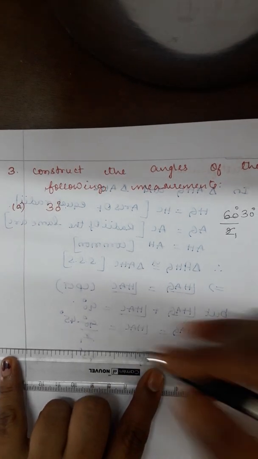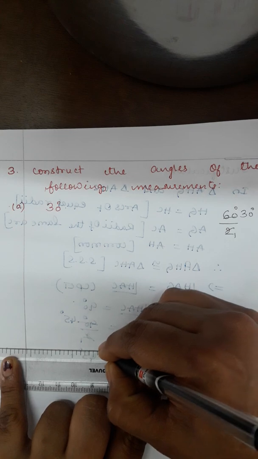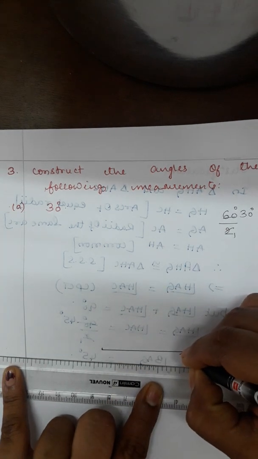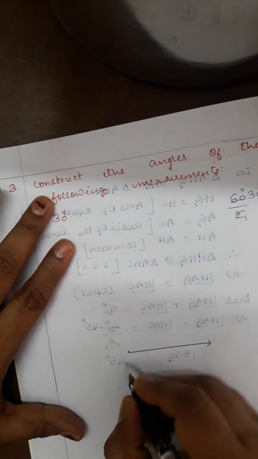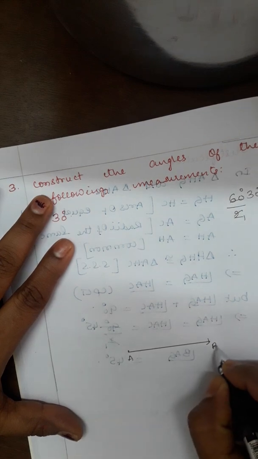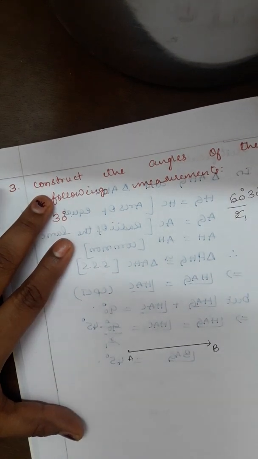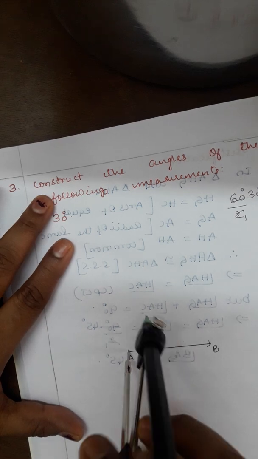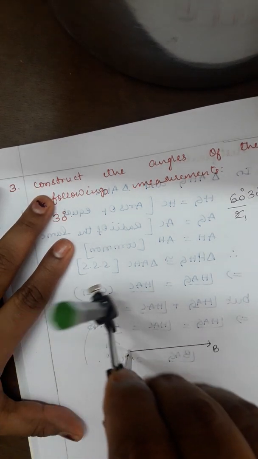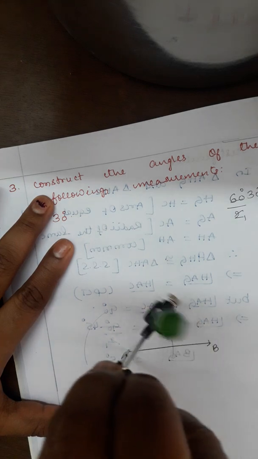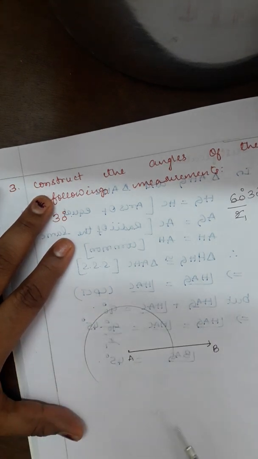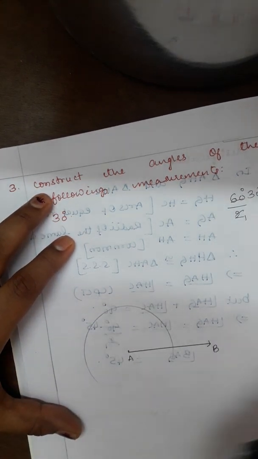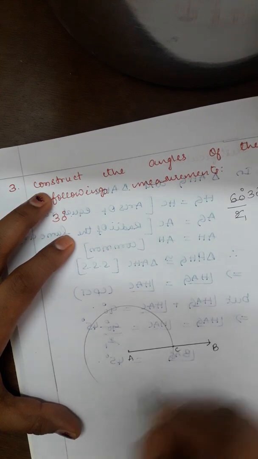Draw a ray first with the initial point. Call this point A, this B. With the help of compass, with any convenient radius, go for cutting the arc. Now call this point C.